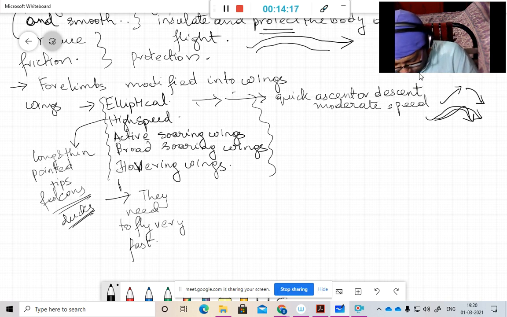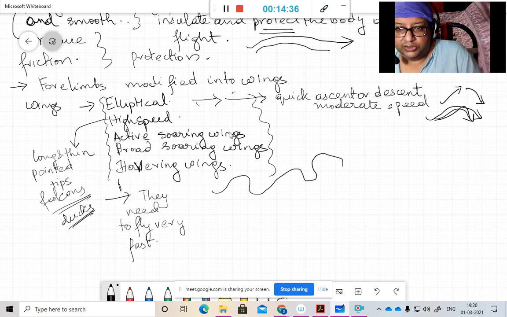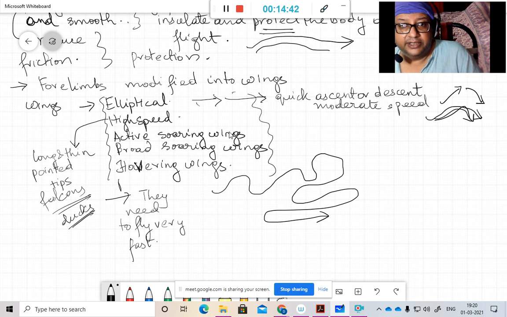Then you have active soaring wings. Soaring means they can float in the air. They soar like this, here and there, they glide and they float like this. Their wings are also narrow.